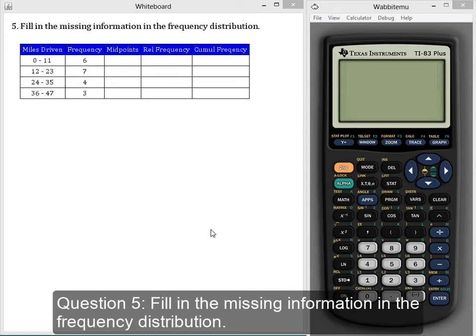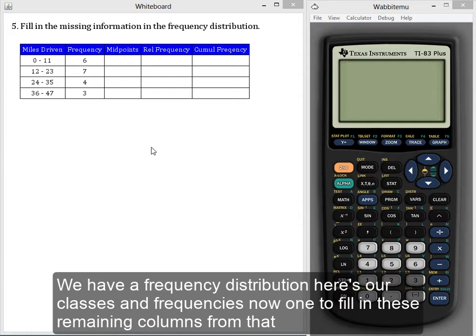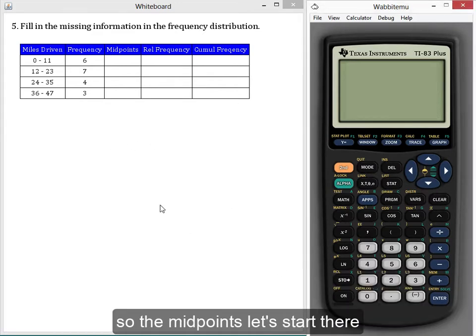Number 5, fill in the missing information in the frequency distribution. Alright, so we have a frequency distribution. Here's our classes and frequencies. Now we want to fill in these remaining columns from that. So the midpoints, let's start there.